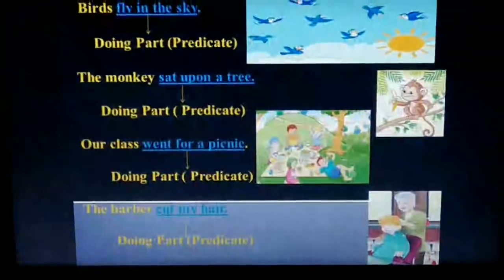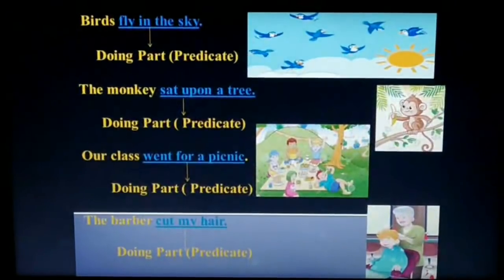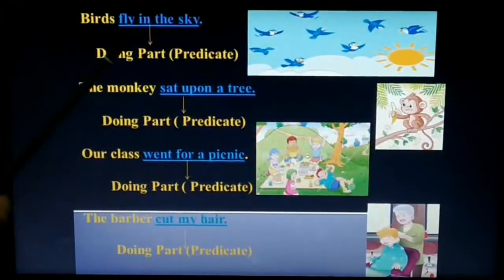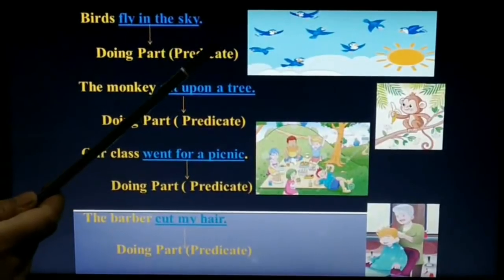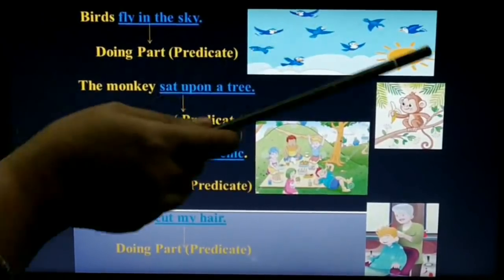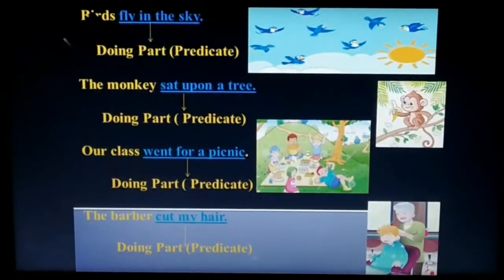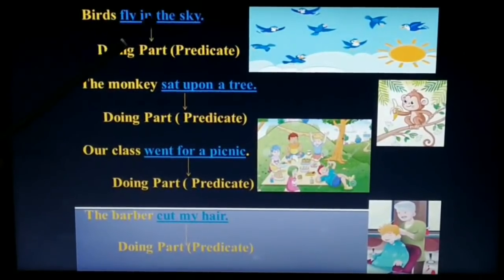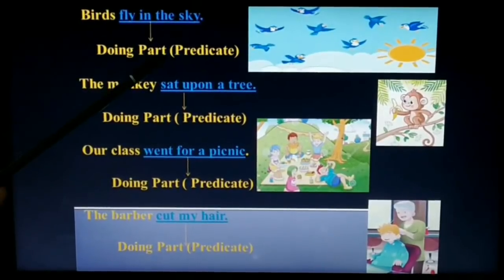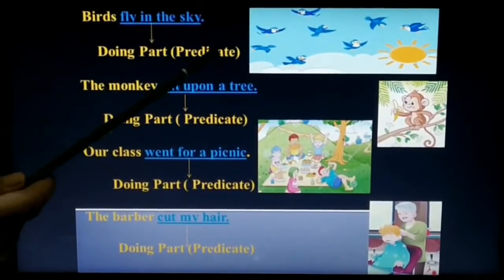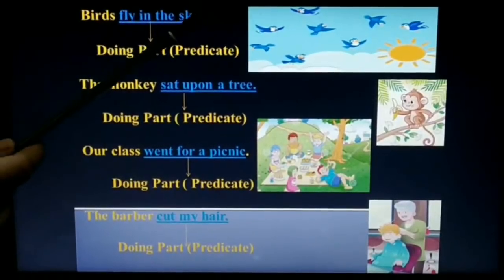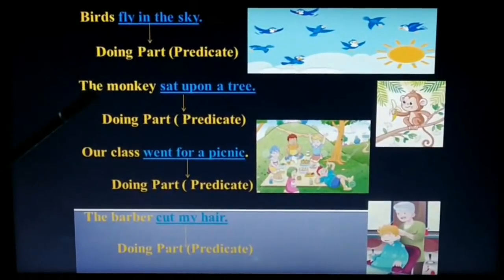Now, let's see the second example. Birds fly in the sky. Can you see the birds flying in the sky? Yes, can you see the picture? So, children, in this sentence, fly in the sky is the doing part. In the bracket, the predicate is given. Fly in the sky is the doing part, the predicate.